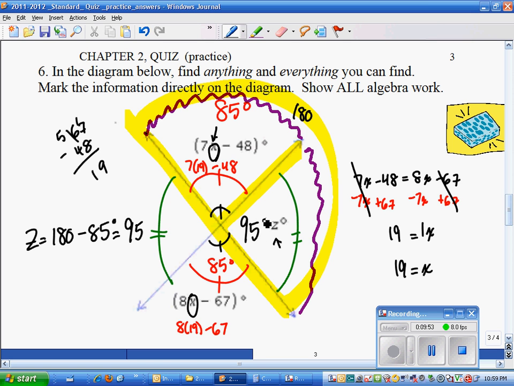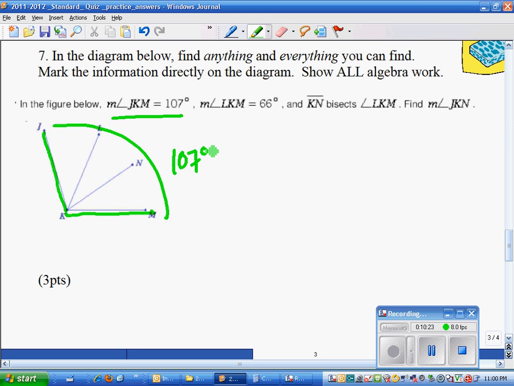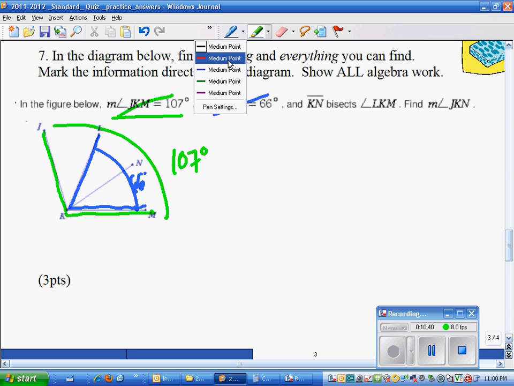In the diagram below, find anything and everything that you can find. Let's see here. We have the measure of angle JKM is 107. The whole thing is 107 degrees. Cross it out as we use it. We're also told that LKM is 66. So LKM is 66 degrees. We're also told that KN bisects LKM. That means these two must be equal because of the bisector.